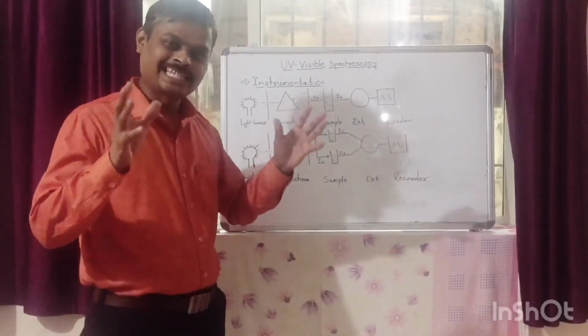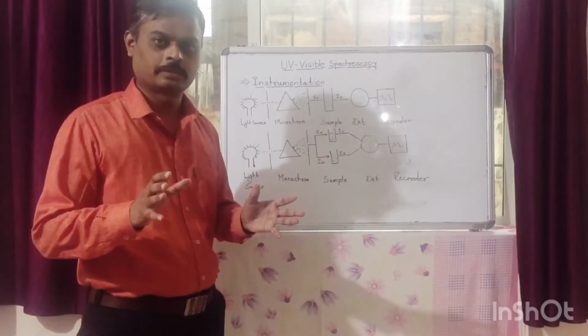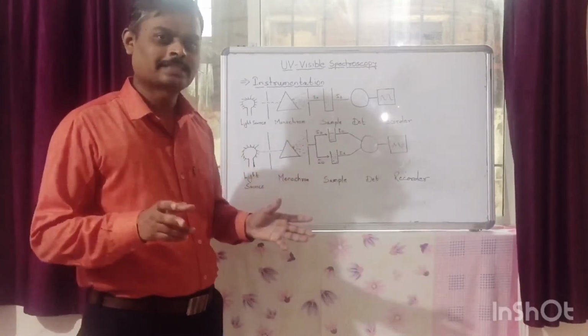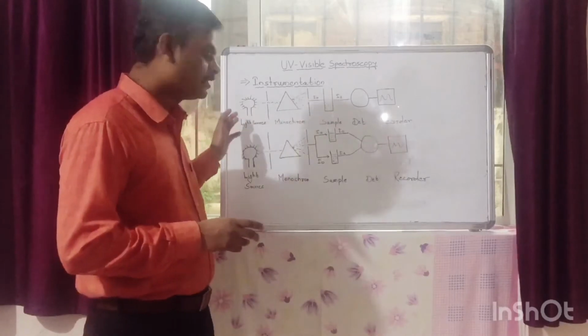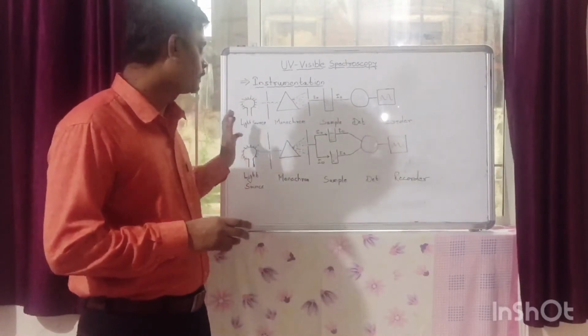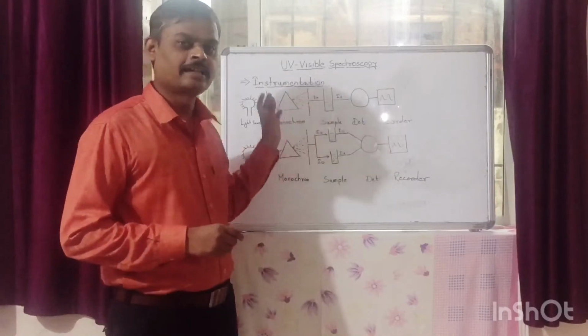Hence, one single lamp is not suitable for a UV visible spectrophotometer. To counter this, a combination of tungsten and deuterium lamps is used to cover the entire range.